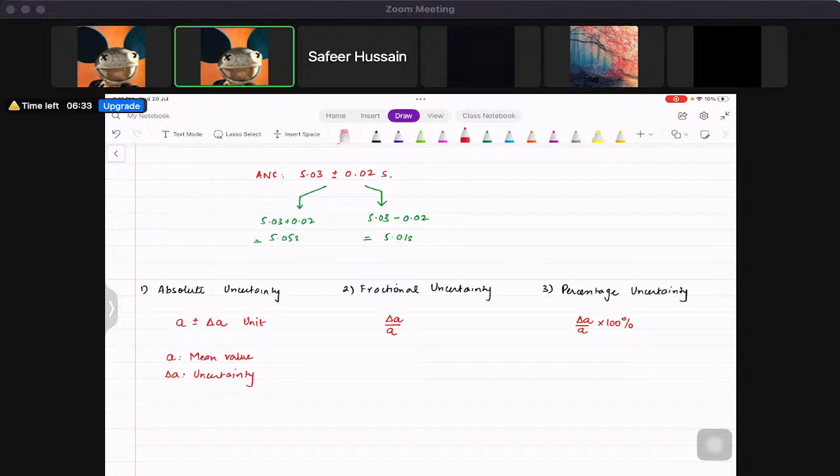A typical example is 2.0 plus minus 0.1 centimeter, which is a form of absolute uncertainty. Fraction has no units, so you can just write 0.1 over 2.0, and then the percentage one could be 0.1 over 2.0 times 100%, like that. Everybody understand that?